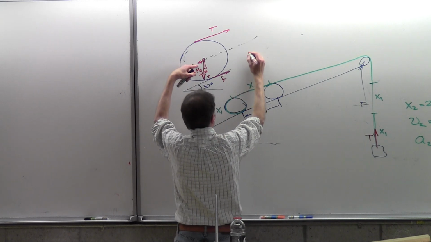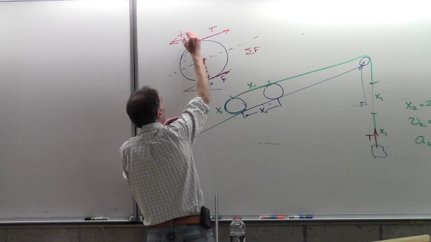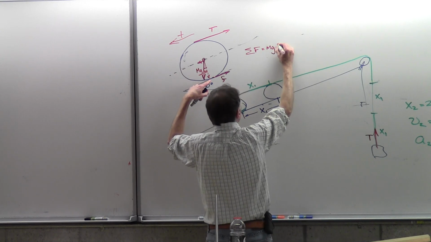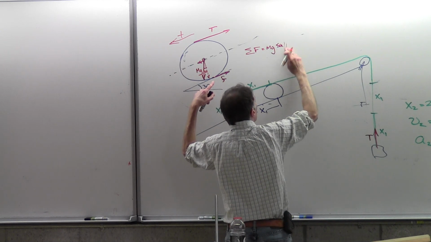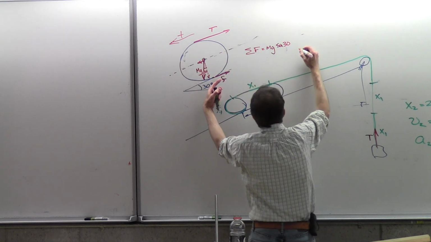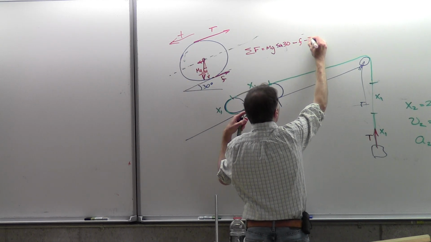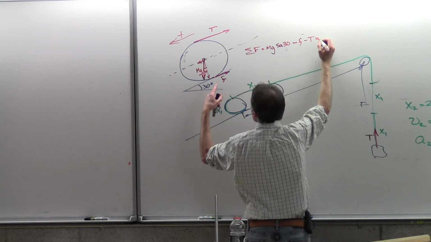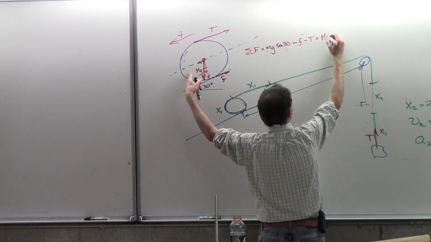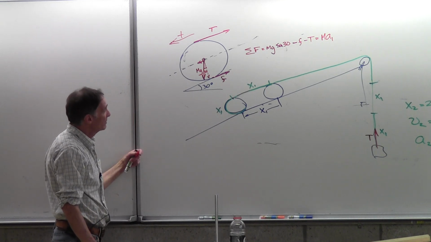Let me put my forces here. Some of my forces, and I'll call down positive, getting ahead of myself, is going to be mg times the sine of 30 degrees. Okay, that's going down the incline. I've got the friction and the tension holding me back: minus friction, minus the tension. And that's got to be equal to F equals ma. That's going to be the mass of this thing times its acceleration, and we'll call it a1 for that roller. And so those would be the forces on that.